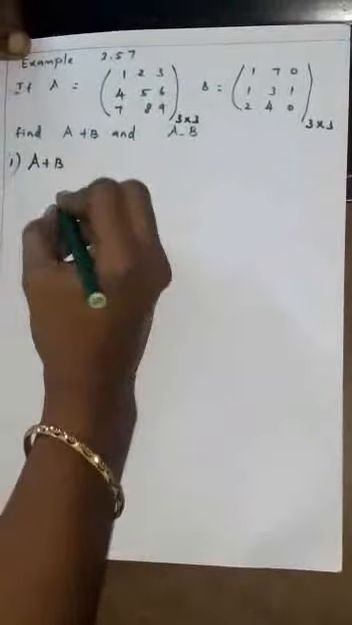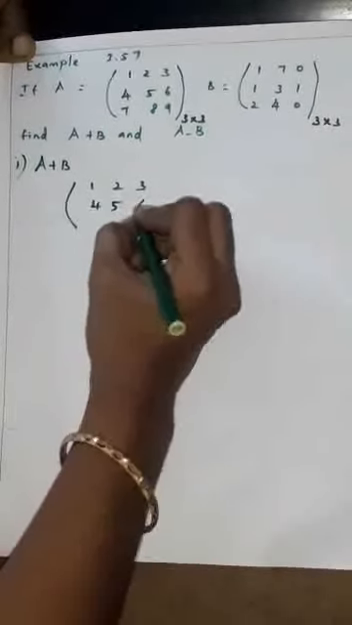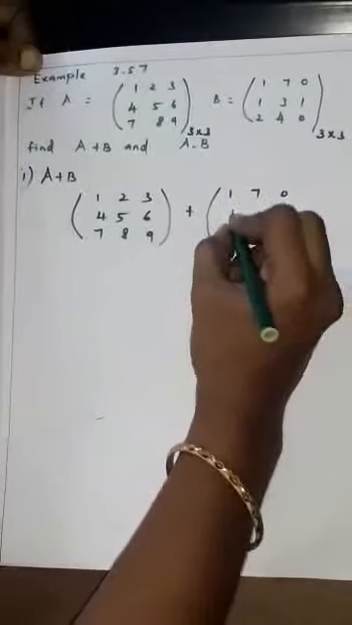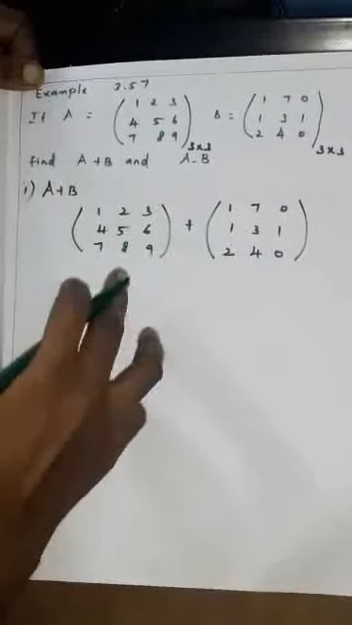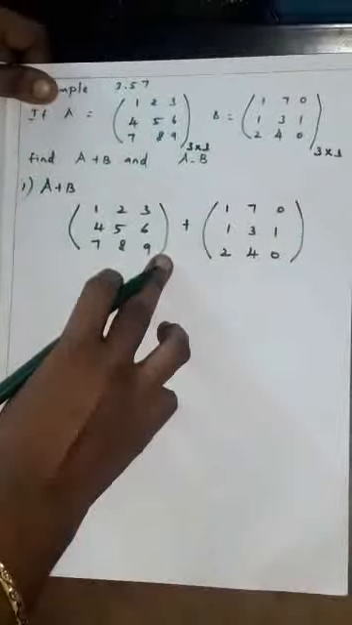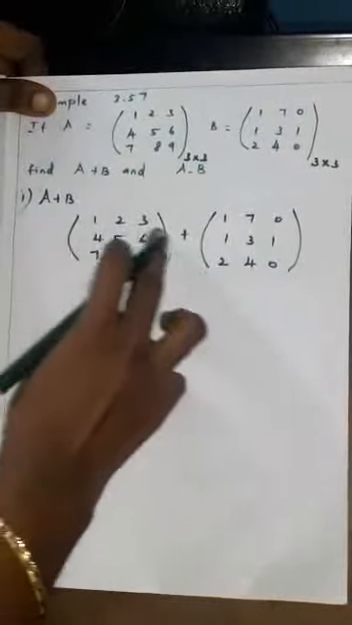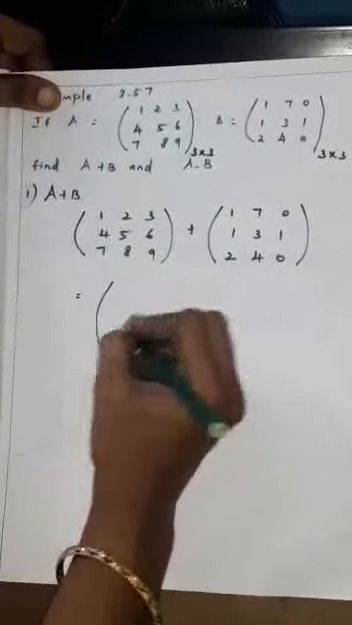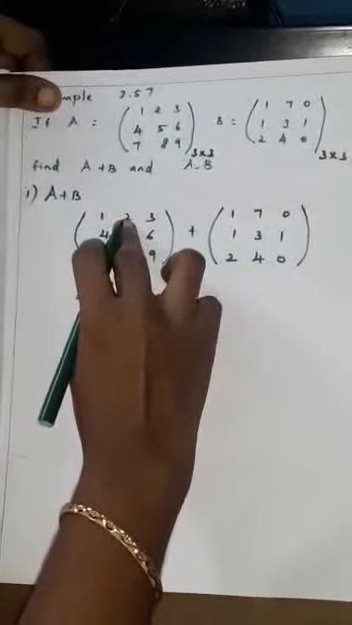First, the A matrix elements: 1, 2, 3, second row 4, 5, 6, 7, 8, 9, plus the B matrix elements: first row 1, 7, 0, second row 1, 3, 1, third row 2, 4, 0. Since it is addition of matrices, we directly add the corresponding elements. 1 plus 1 equals 2.